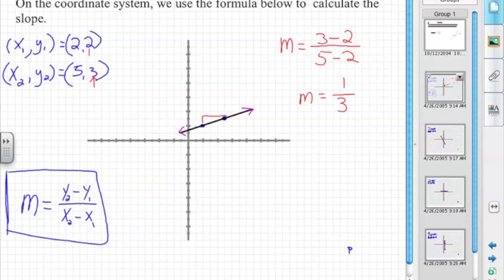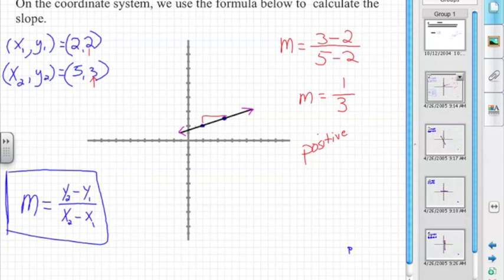Now, this slope is a positive slope, because the slope actually has a positive answer. It's a positive 1/3, so it's a positive slope. And we know it's going to be a positive slope because if you look at it going from left to right, it has an upward direction.